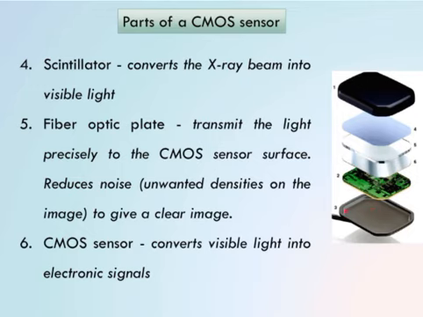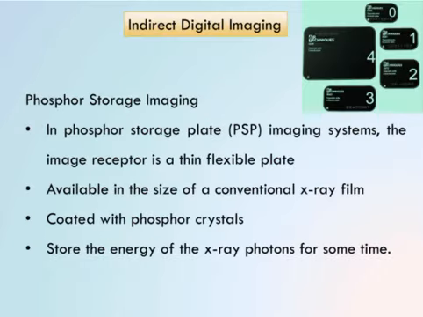And finally, we have the back housing or rear housing. This is lined with lead shield or lead coat to prevent a backscattered radiation. Okay, so these are the parts of a CMOS sensor.